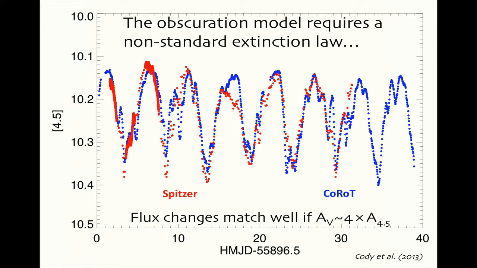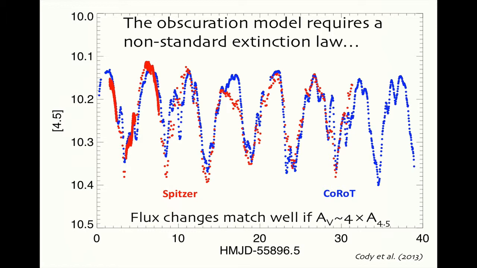dust in the disk. And now I have colored the Spitzer light curve in red and the Corot light curve in blue. And what I have done with the Spitzer light curve is I have scaled it up so that it matches the amplitude of Corot. In reality, the amplitude of the Spitzer light curve is lower, but I have multiplied it by a factor of about 4 to match it up.